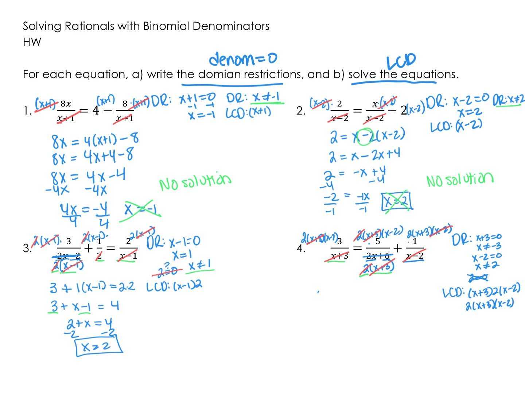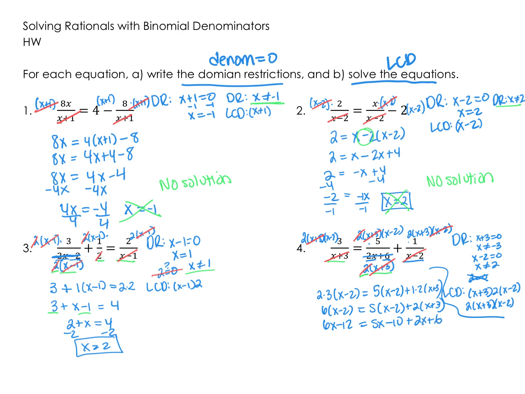For this first fraction, we'll have 2 times 3 times x minus 2 left. For this one here, we'll have 5 times 2 times x minus 2. And then here we'll have 1 times 2 times x plus 3. 2 times 3 is 6, so we'll multiply that together first. And then here 1 times 2 is 2, and then we'll distribute. So now we'll have 6x minus 12 is equal to 5x minus 10 plus 2x plus 6.